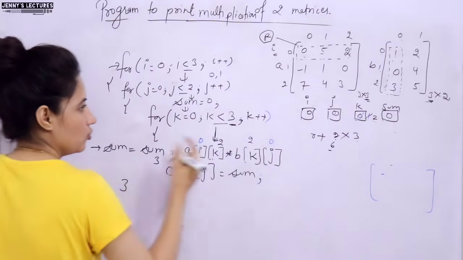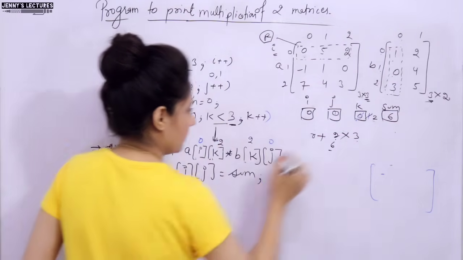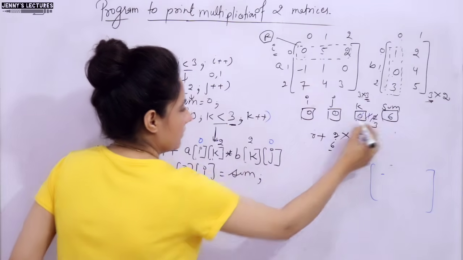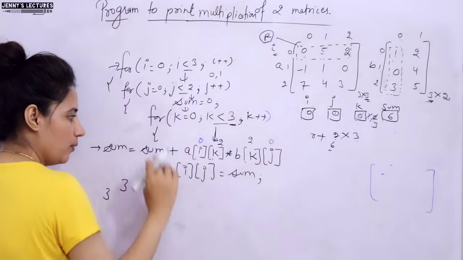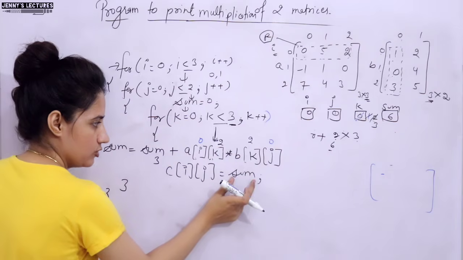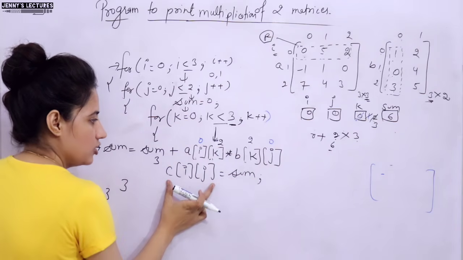Now that would be stored in sum. So sum becomes now 6. Now k becomes 3. Condition true? No, condition is not true. Exit from this k loop, and now we will store this at C of ij.